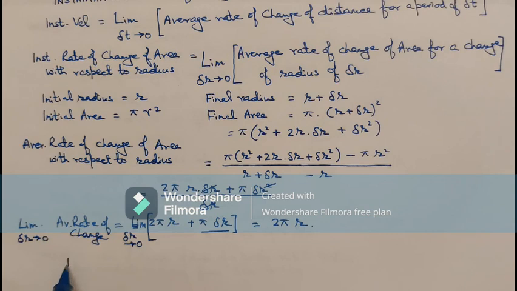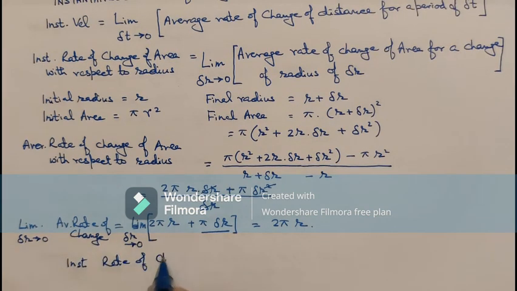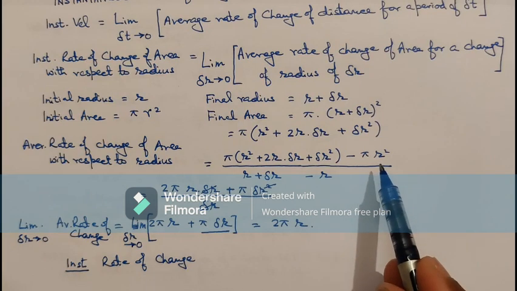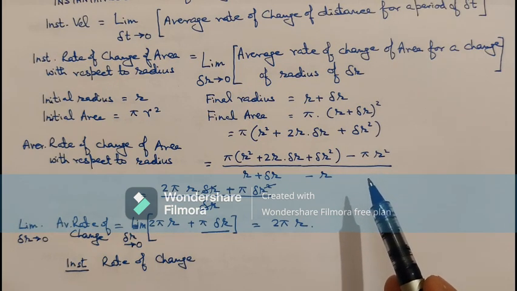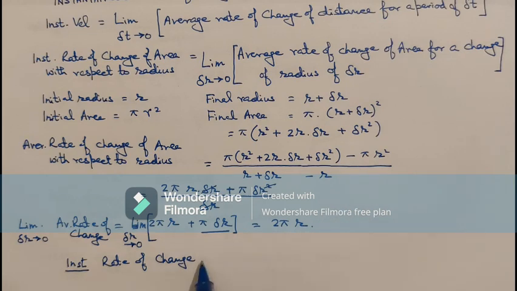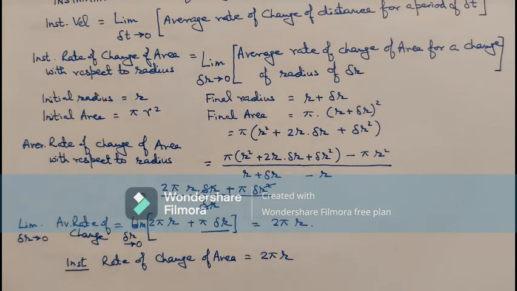So the instantaneous rate of change, instantaneous here has to be taken with a pinch of salt. This instantaneous does not actually refer to the same instant in time. It refers to delta r approaching 0, that is the rate of change while r remains almost constant, very close to constant, limit of r just not changing. Congratulations, you have just found what is known as the derivative of area with respect to radius.